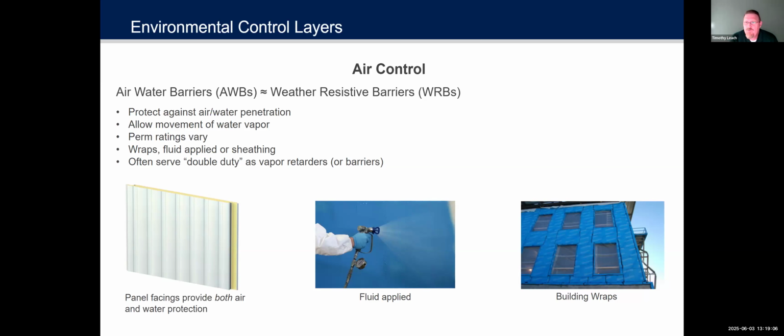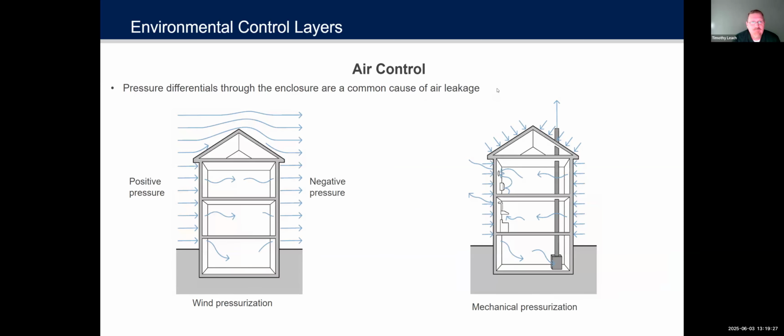Then we have building wraps that can control air movement somewhat, but we'll get back to that here in a moment when we talk about vapor control. So we see that air barriers often serve double duty as vapor retarders. So let's go ahead and jump in and talk about them also. Whoop, wait a second, I forgot that we're also going to talk about air control just for a moment.